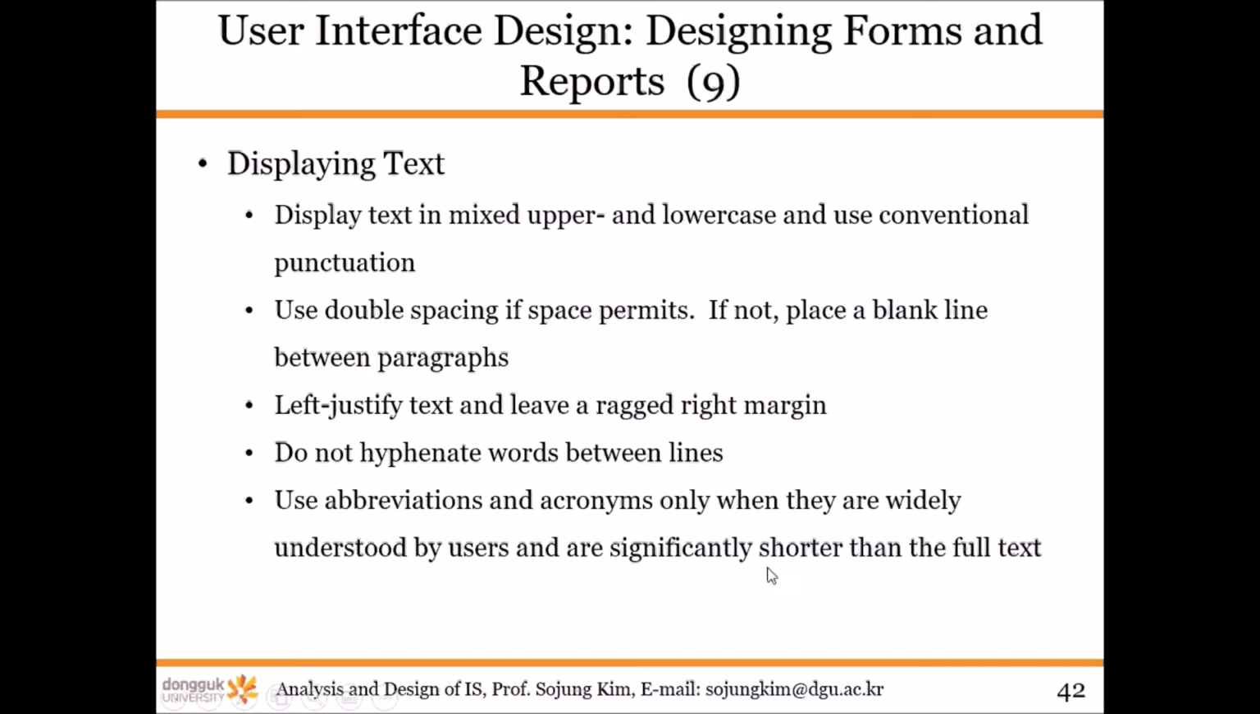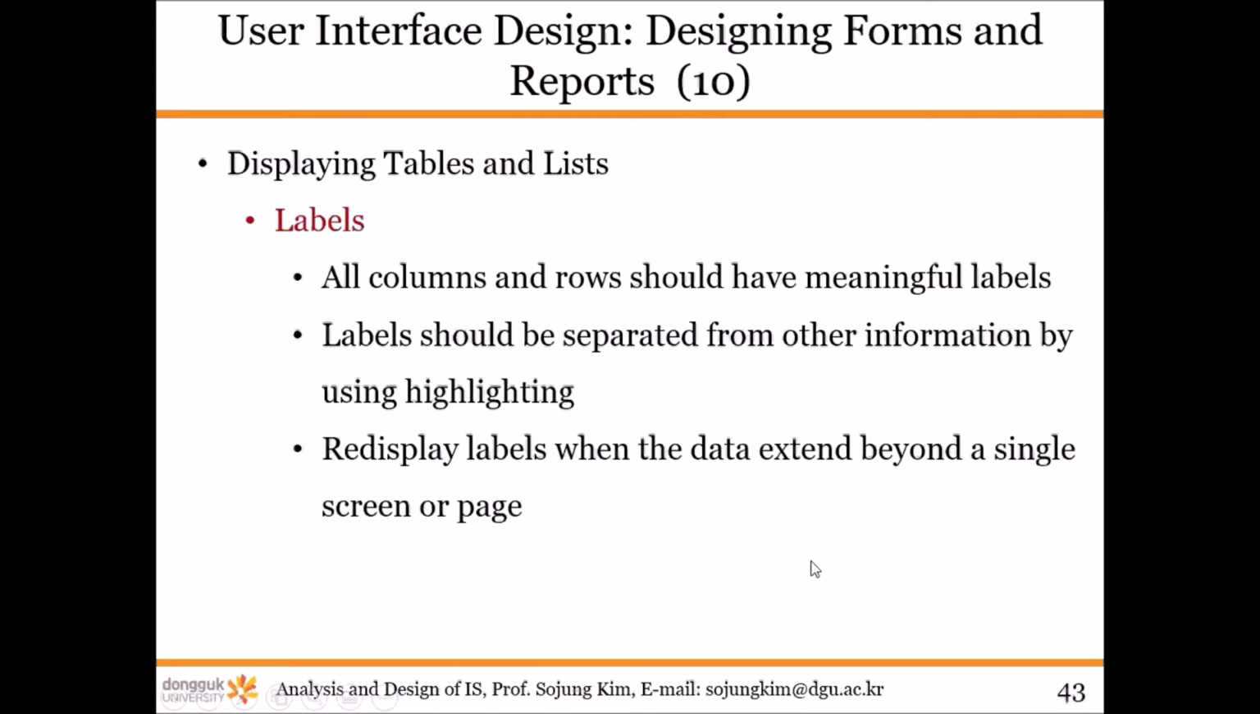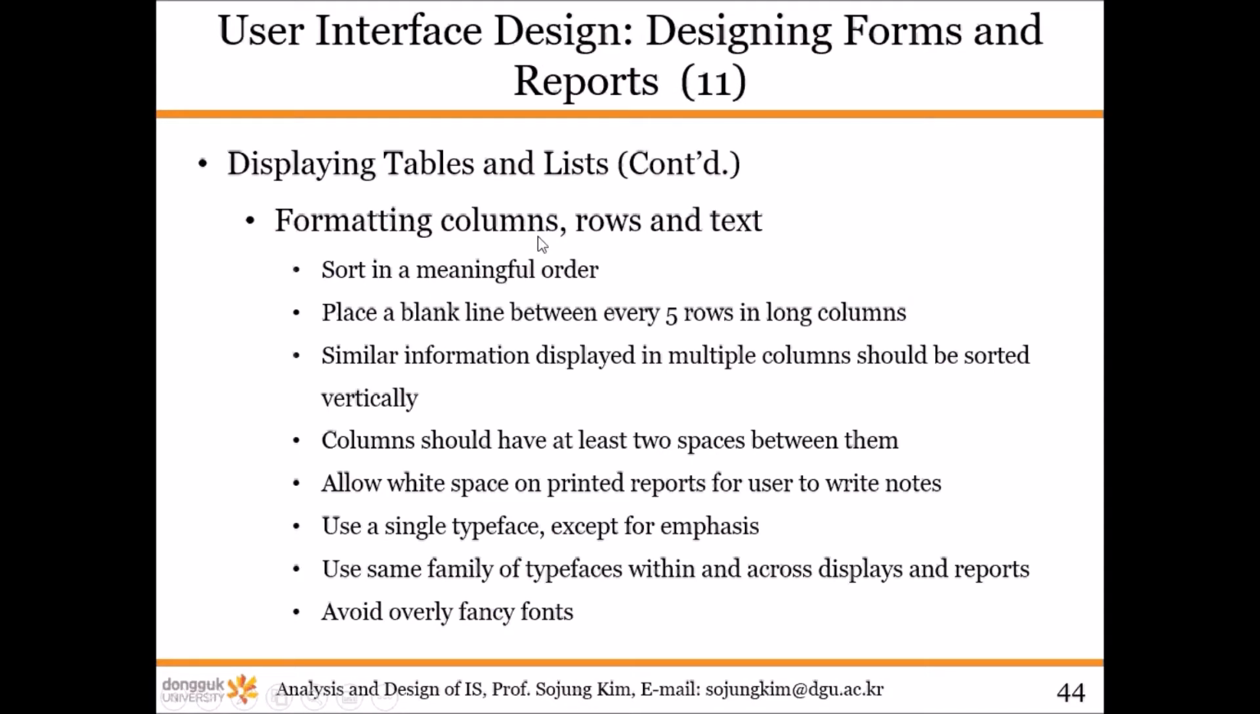And these are significantly shorter than the full text. Displaying tables and also list labels. All columns and rows should have meaningful labels. And labels should be separated from other information by using highlighting, displaying labels when the data extends beyond a single screen or page, and formatting columns and rows and text. Okay, sorting in meaningful order, of course, and every 5 rows in a long column, you need to have a blank line. Okay, and then columns should have at least 2 spaces between them, and those things.